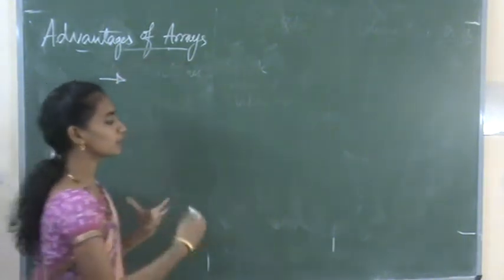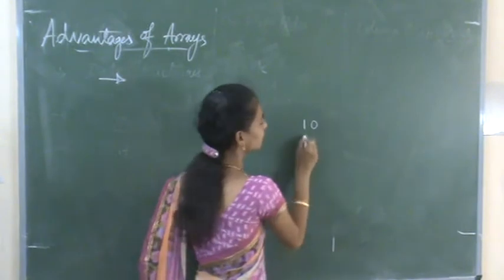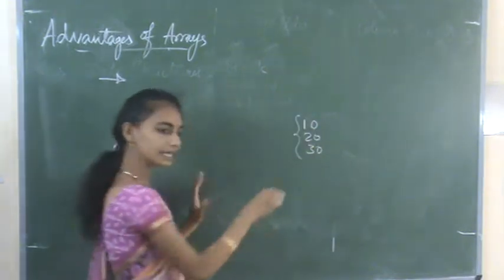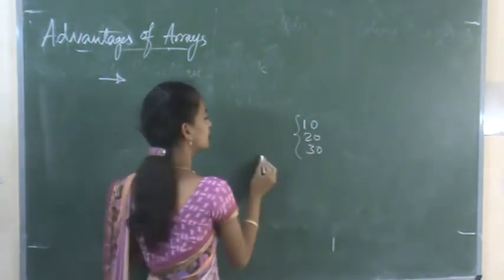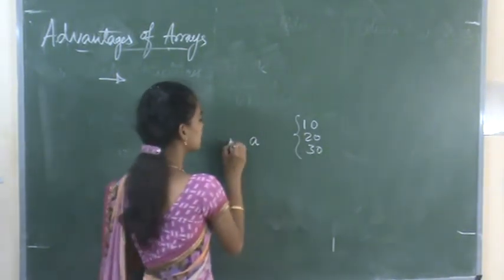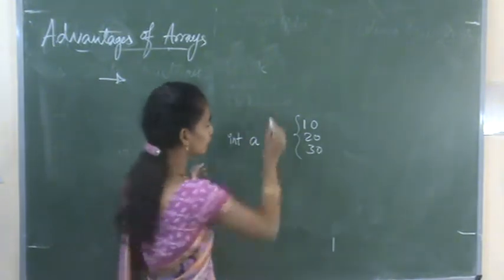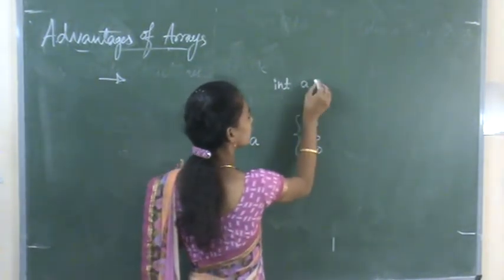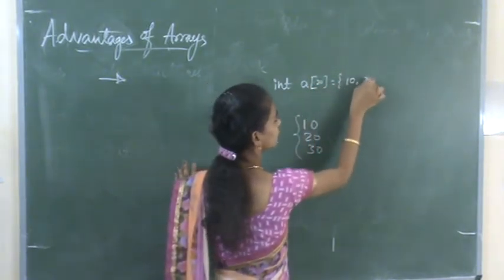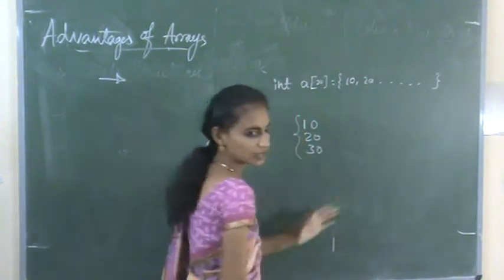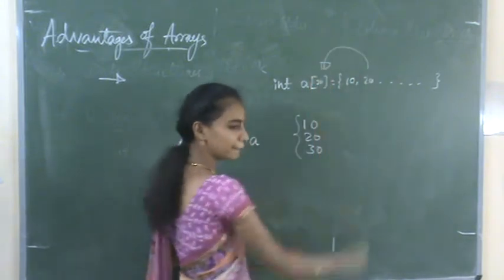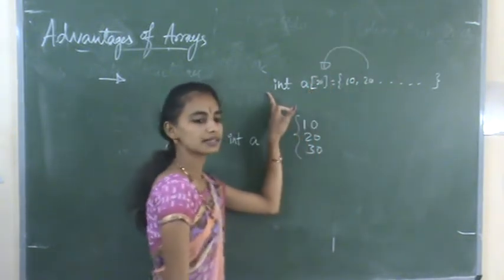So we can insert multiple items. This is one item, this is another item, this is another item. Multiple items can be represented in a single variable or single name under a single data type. So if we use int a of 20, I entered 20 values. That is multiple data items represented using the same name and same data type.